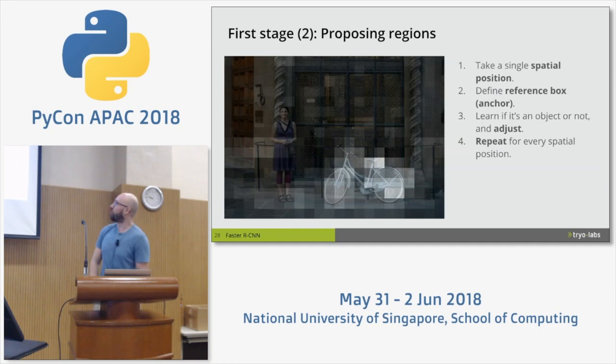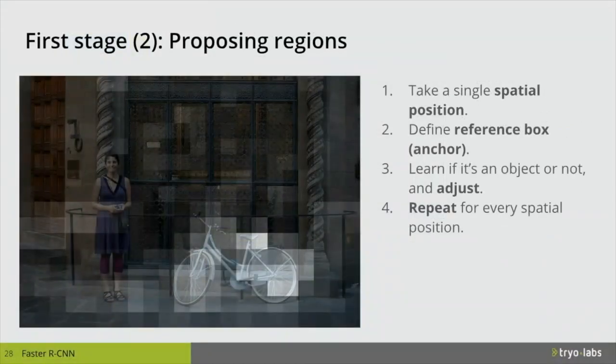So basically, I'm going to take my image. In this case, I'm going to draw it 2D. This is actually a volume. Don't forget that this is a deep volume that is smaller spatially, but much deeper than the image. Here, I'm just drawing the parts I care about, like in the picture before. So I'm going to take one spatial position of my feature map. For example, I'm going to take this spatial position, OK?